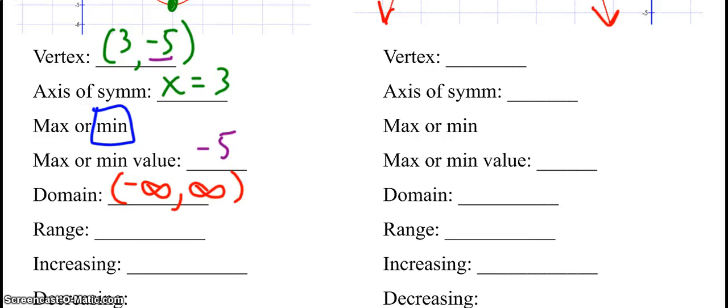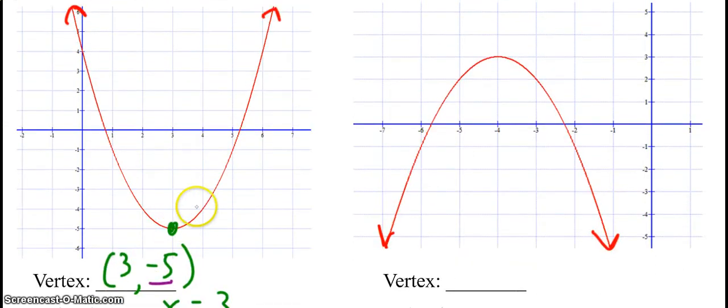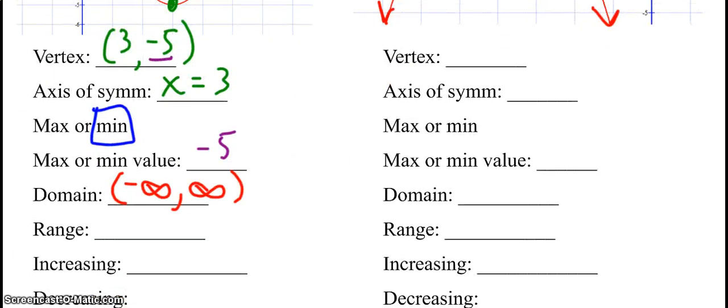The range, remember, is the y-coordinates. And we always want to go from lowest to highest, or bottom to top. Well, we know we have a minimum value, and we know what that minimum value is. And then from that, the graph goes up forever. So the range is going to be -5 to infinity. And this -5 is the same -5 here.